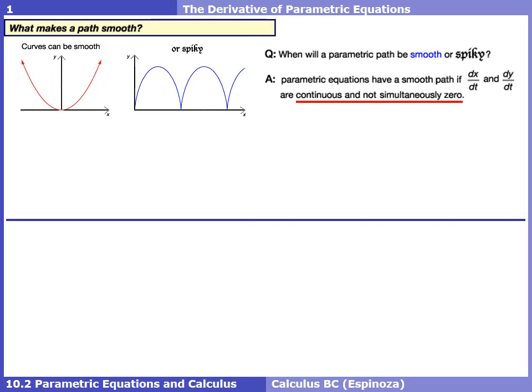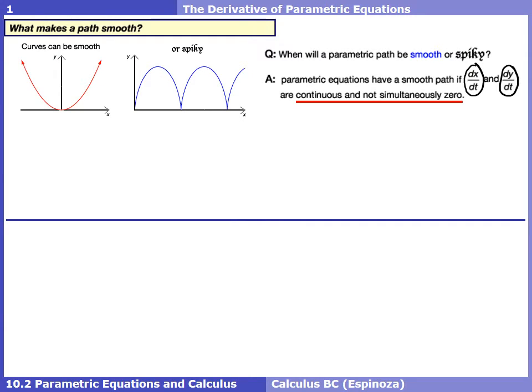A parametric set of equations will have a smooth path if dx/dt and dy/dt are both continuous and not zero at the same time. So be careful with these two derivatives here.